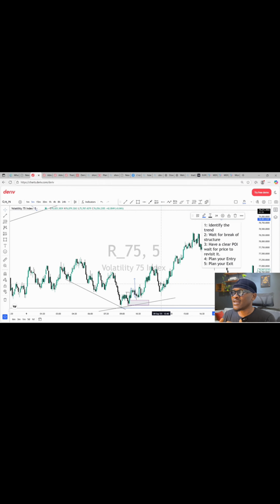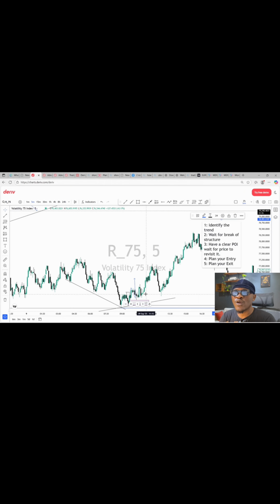And then the next thing is to wait for the next candlestick after the closing of that candlestick that tested our point of interest, right? After that candlestick that came down to our demand zone, we want to see that the next candlestick is bullish. Okay, I want to see that it's bullish.